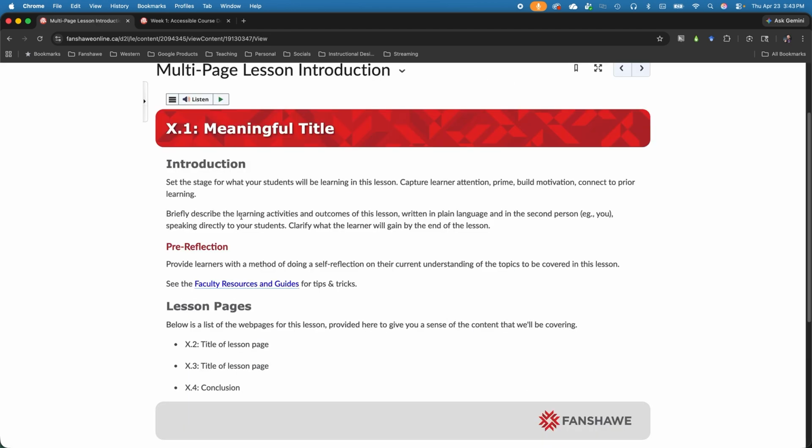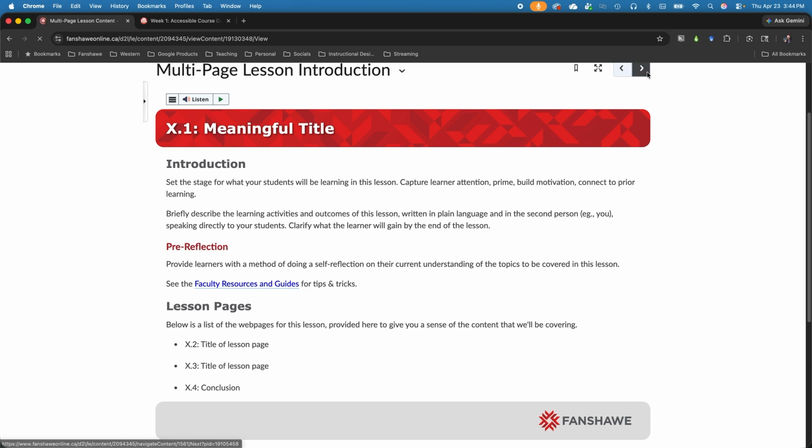The intention of the introduction is to provide context for the learning that is about to take place. There is a space for an introductory statement and a pre-reflection to encourage connection with the new material to a learner's existing schema. Finally, there's a section that might include links to the various pages associated with this lesson. This is beneficial so a student can immediately get a holistic understanding of the lesson before getting started.